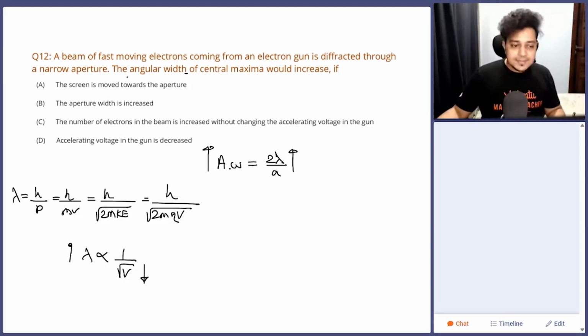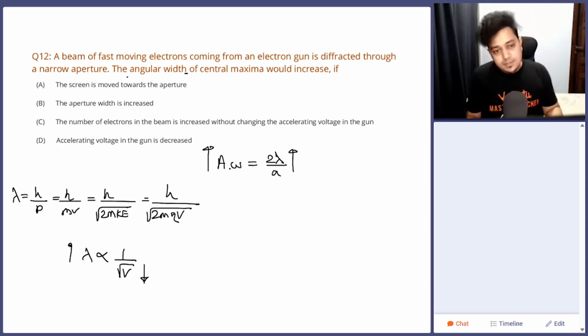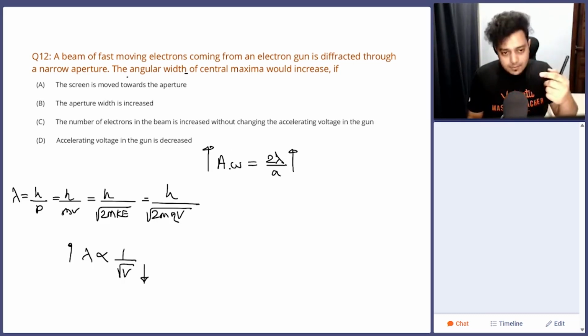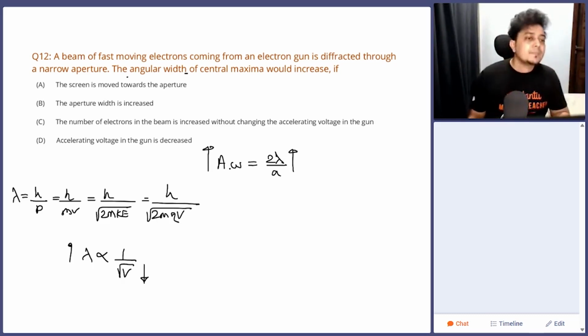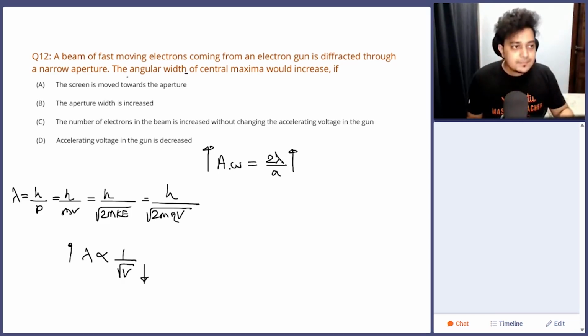Okay, it should decrease as the screen is moved towards the aperture. See, the angular width does not depend on the screen distance, capital D. It depends on the wavelength and the aperture width. Then, if the aperture width is increased, the angular width will decrease. It's an inverse relation with the aperture width, the slit width.